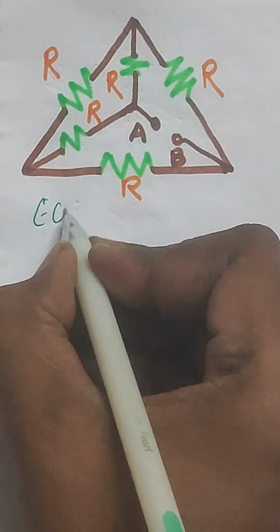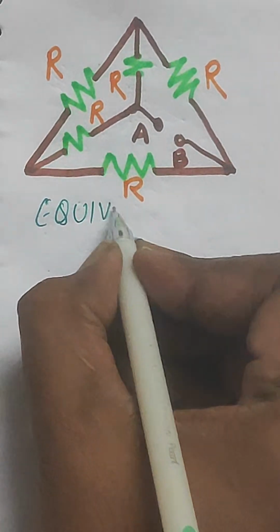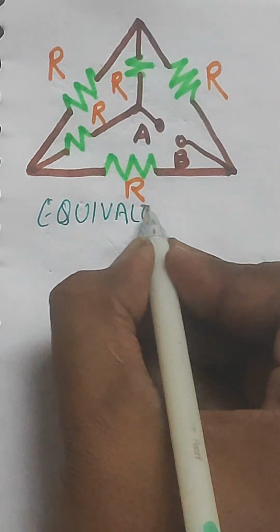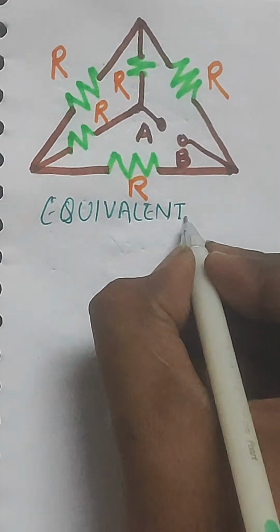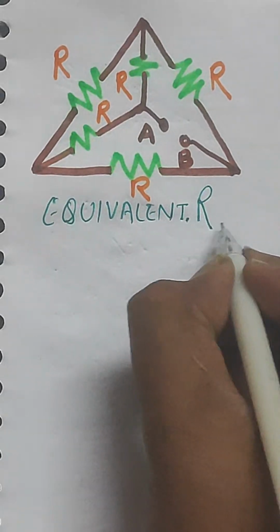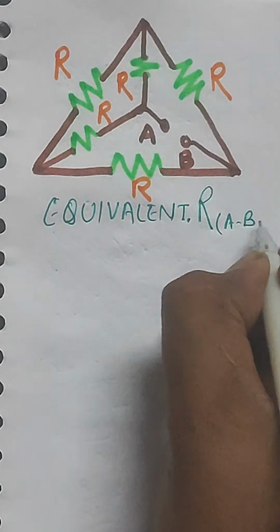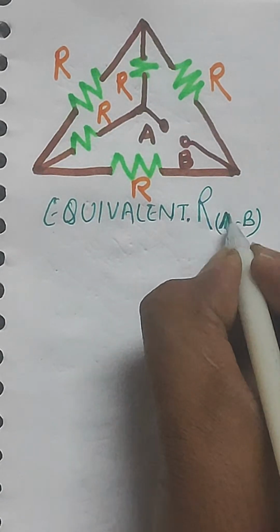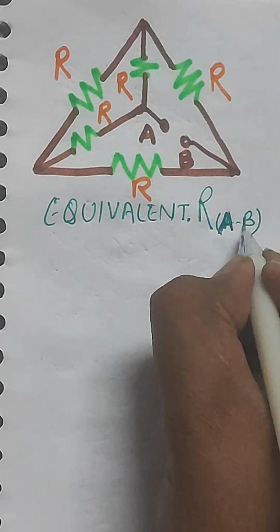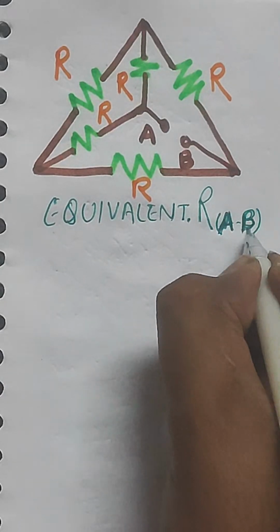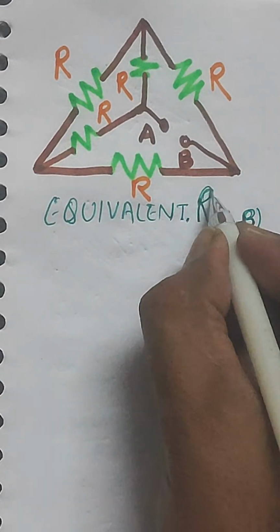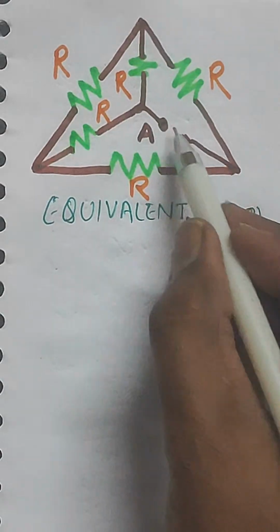We need to find the equivalent resistance R between A and B, right? Between A and B, mind it. So where is A? Here it is A and here it's B.